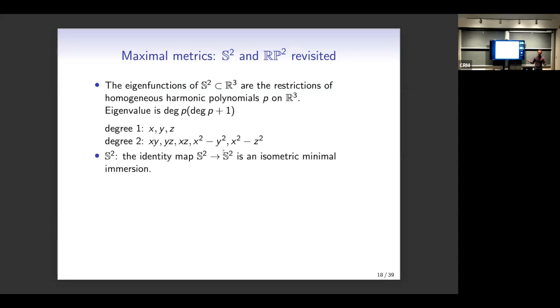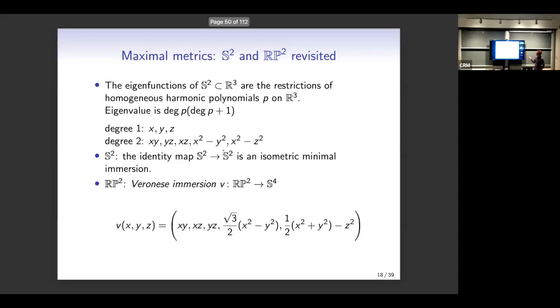And then if the round metric is a critical point, then there has to be some sort of linear combination of those degree two polynomials that gives you a map to a sphere. And that's an exercise in playing with those polynomials. For example, you can form something like this. And this is the famous Veronese immersion of round RP2 into S4.